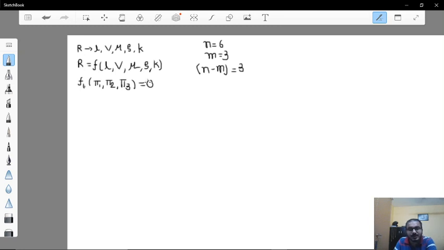So now we need to select the repeating variables. So R cannot be taken as repeating variable because it is a dependent quantity or variable. So one, we need to select a geometric property. So let me list it over here, repeating variables.